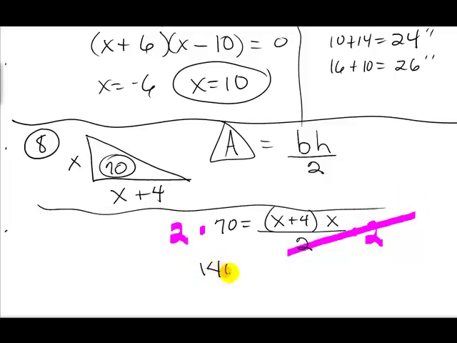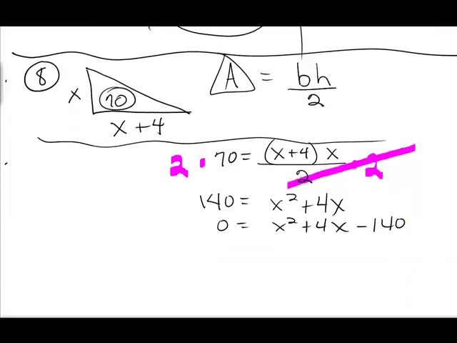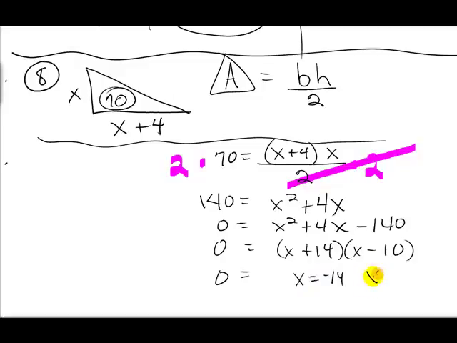So now we'll have 140 equals x squared plus 4x. Move the 140 over, change sides, change signs, and factor. 140 and 4 apart. Let's see, let's do plus 14 minus 10. This one will be negative 14. This will be positive 10.